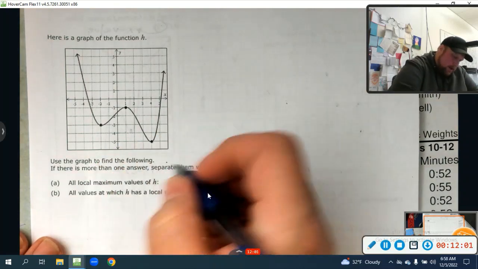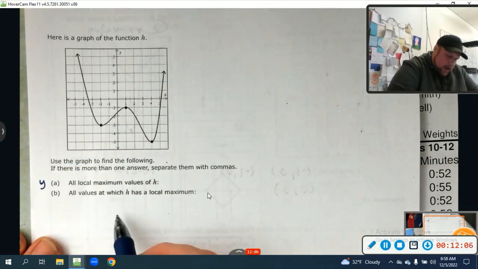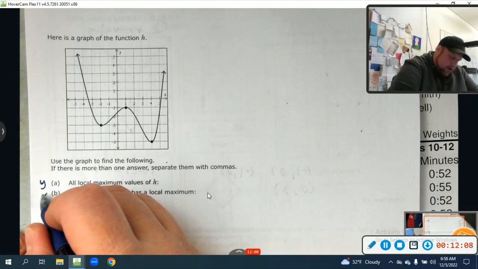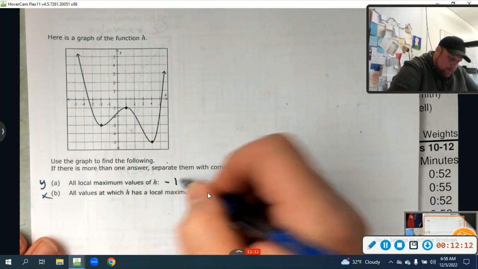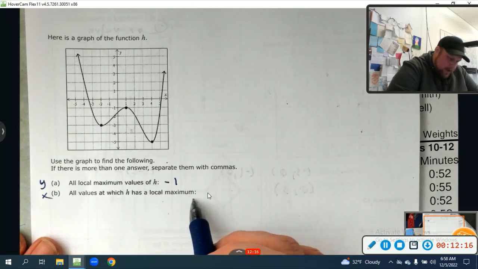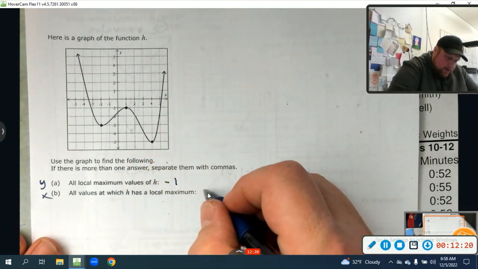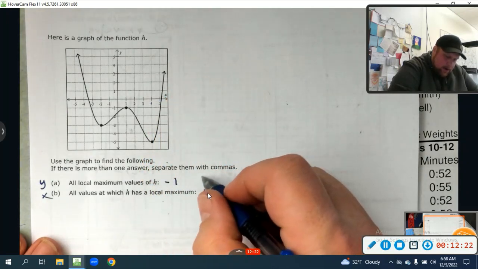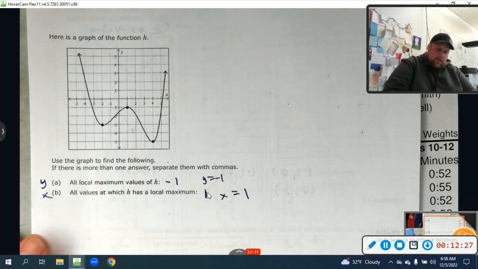h is your y, by the way. So that's the function h, right? So that's your y. And all values at which h, that would be your x value. So let's see. My y value right here is -1. And my value at which h has a local maximum is the x value, which is 1. So right here, again, y equals -1 and x equals 1. And together they make that coordinate.